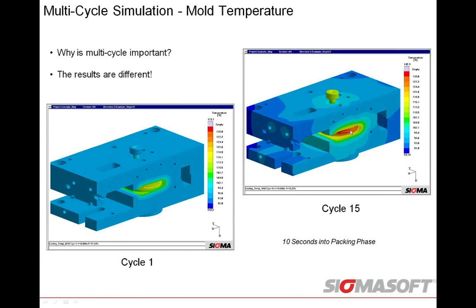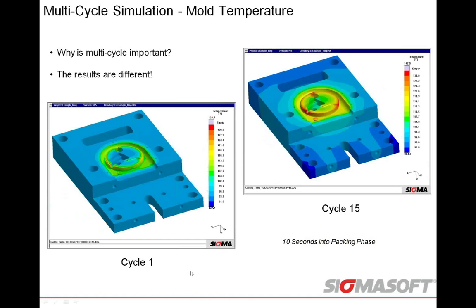Now after 15 cycles, look at the difference in temperature inside that cavity and of the mold itself. We have 15 cycles of running cooling through there, or in some cases a hotter material heating the mold. This snapshot is taken 10 seconds into the packing phase. I can do this at any time during my cycle. Just for this example, I picked 10 seconds. I could have done this at 5 seconds, 1 second, or 20 seconds, and you'd still see the same type of difference. Cycle 1 is drastically different from cycle 15, and we want to use cycle 15 because it's a lot closer to reality than cycle 1.